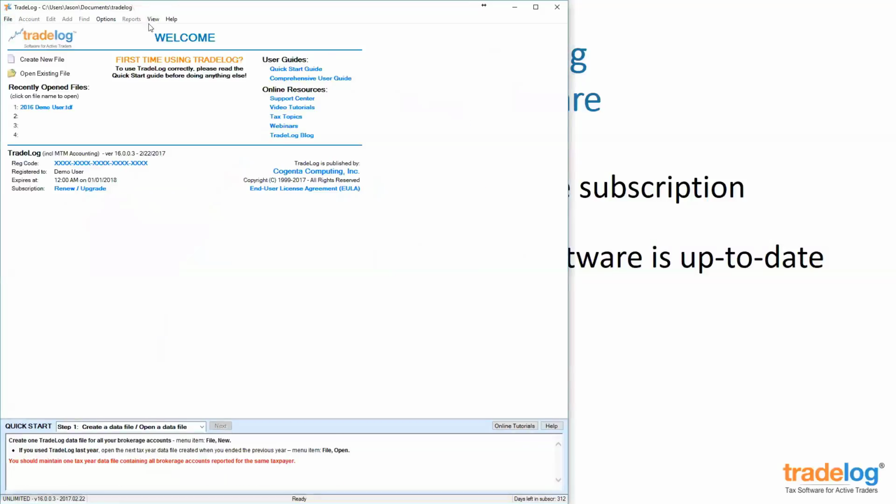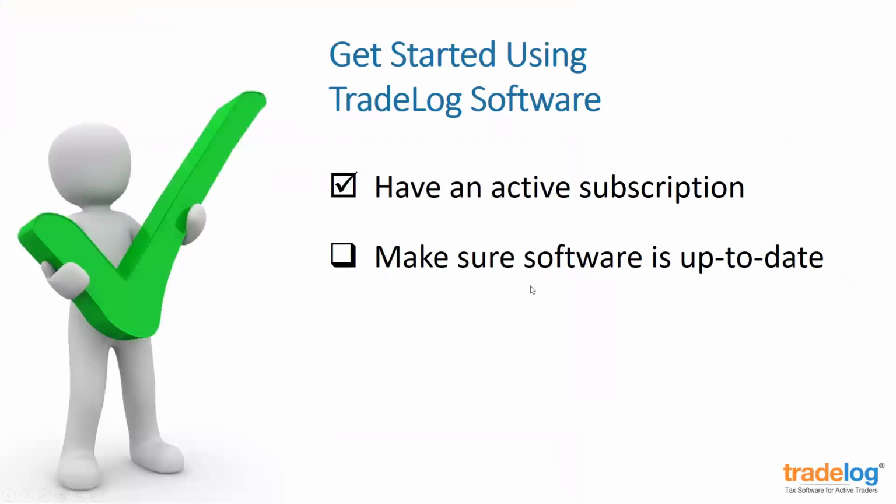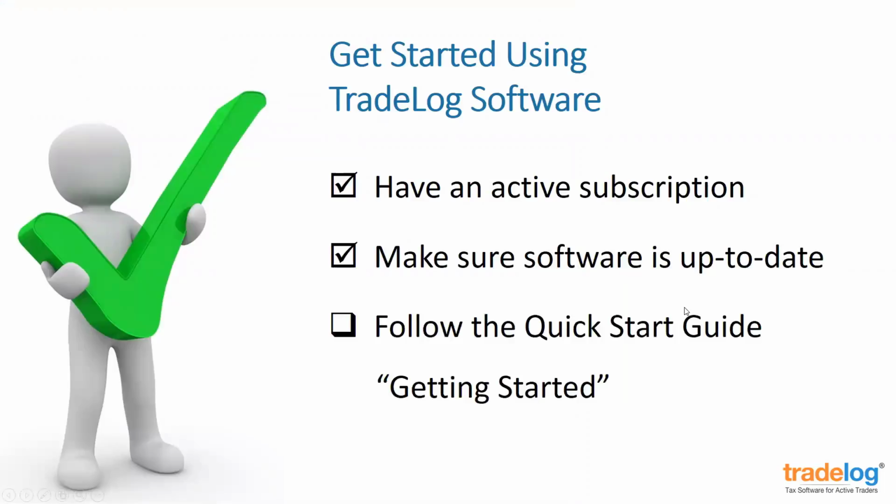Let me close out of this file. When you open the software, you can always go to the Help menu and click on Update. That's going to check and see if you have the most recent update, and I'm currently up to date, so there's no update available for me. If you're not sure and you want to check, you can do that and make sure your software is up to date before you get started.